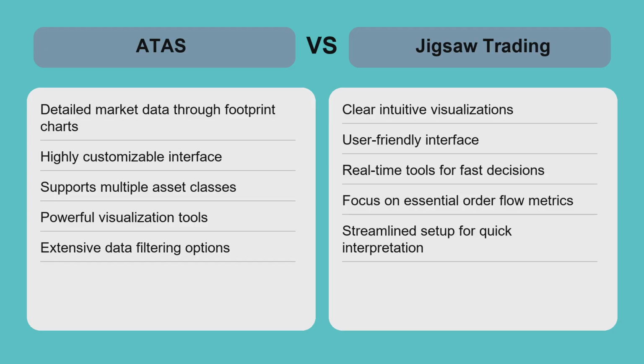On the other hand, Jigsaw Trading excels in fast-paced environments where quick decisions matter. Its streamlined interface and clear DOM tools help scalpers and day traders react instantly to market shifts. However, Jigsaw's limited customization might restrict advanced users seeking deeper analytics. Choosing between them depends on your trading style. If you prefer granular data and adaptability, ATAS is the choice. If speed and clarity are your priorities, Jigsaw Trading offers a more accessible experience.